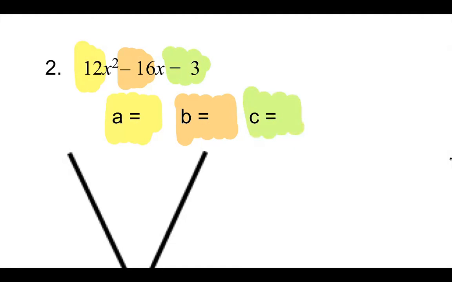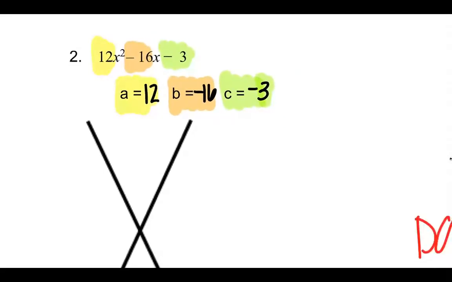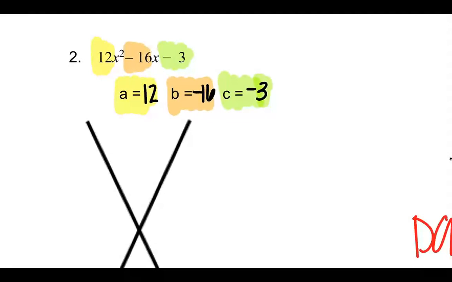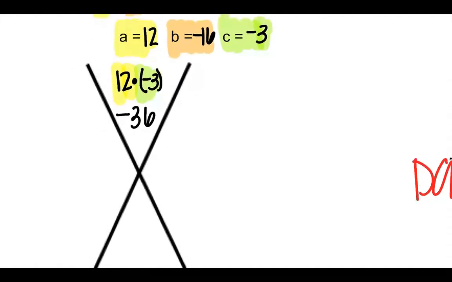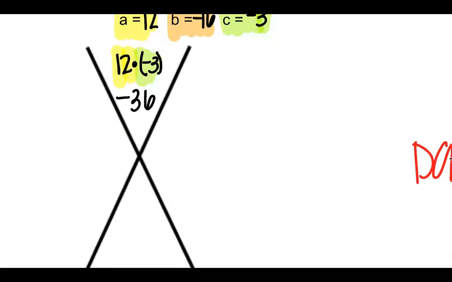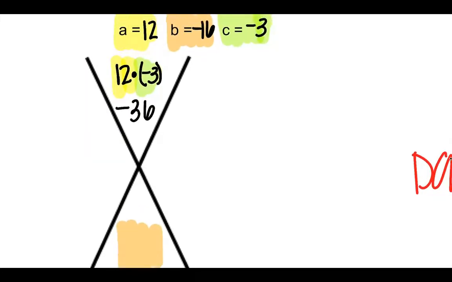So if I look, I've got 12x squared, negative 16x's, and negative 3 is by himself over here. Okay, then I'm multiplying A times C. So again, A times C. So 12 times negative 3, which gives me negative 36. That's my top number. Then I just bring B down here, which is negative 16.